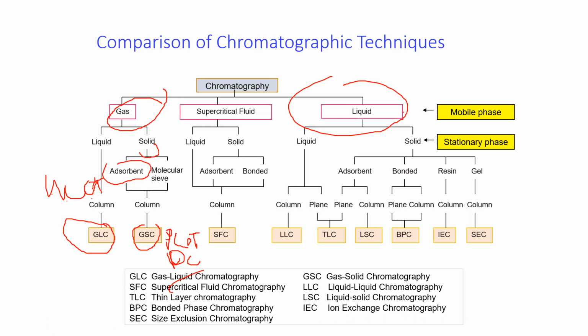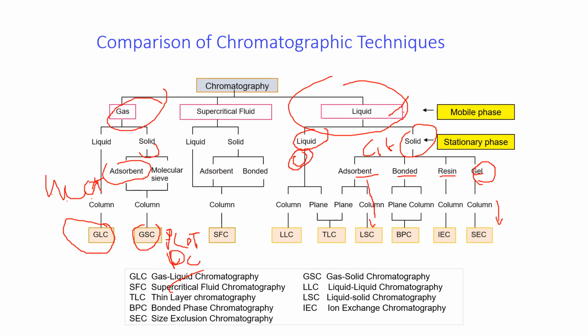As compared to liquid, HPLC, the mobile phase is liquid, of course. The stationary phase is C18, so it's solid. You can have a lot of different packing: adsorbent, bonded, resin, or gel. If you have adsorbent, you go towards the column, and then you also have gel-based, whereby you have size exclusion chromatography over here. If your stationary phase is liquid, it is not liquid per se, but more like adsorbent being coated with liquid outside it.